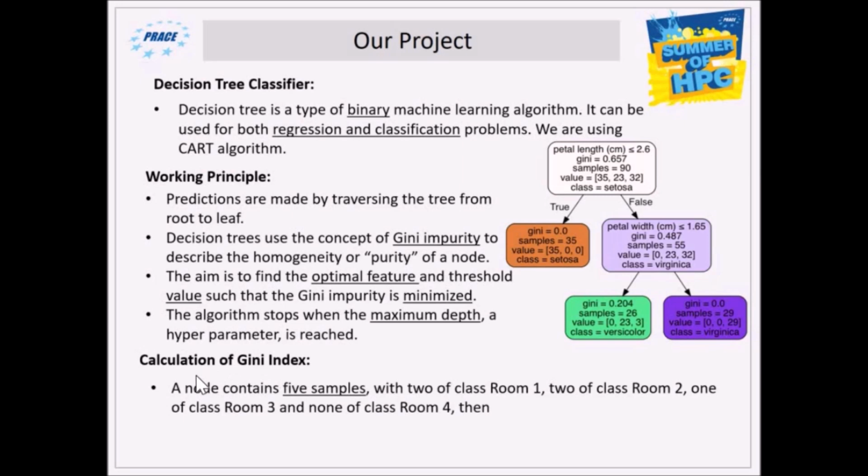Let's assume we have 5 samples or objects distributed such that 2 are of class 1, 2 of class 2, 1 of class 3, and none of class 4. In that case, the Gini impurity can be computed as follows, where n is the number of samples and p, which is a function of k, is the fraction of samples in each class. Next, we will be discussing in more detail how the algorithm works.